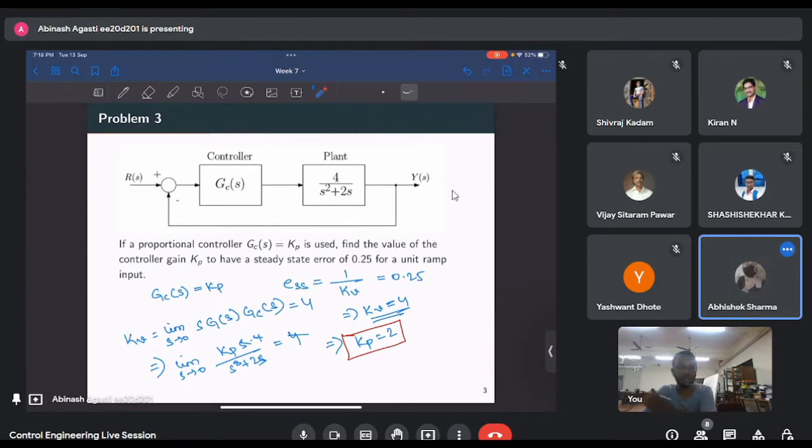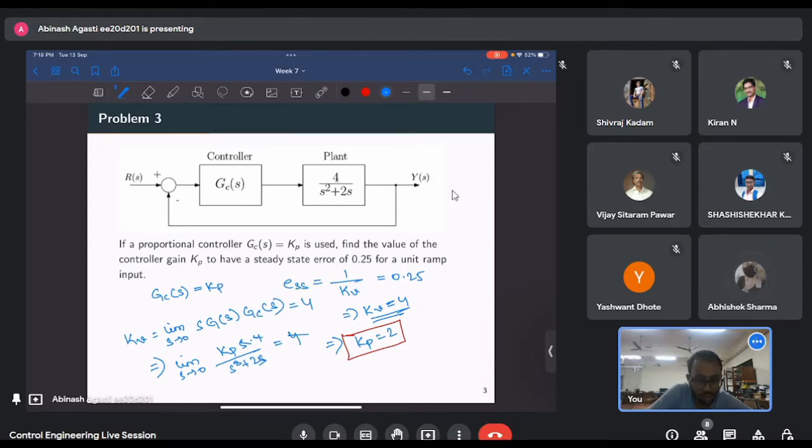The numerator has degree 1 and the denominator has degree 2. The limit as s goes to 0 of s/s², the s will cancel, so the value will be 1. Okay, so we'll move on to the next question.